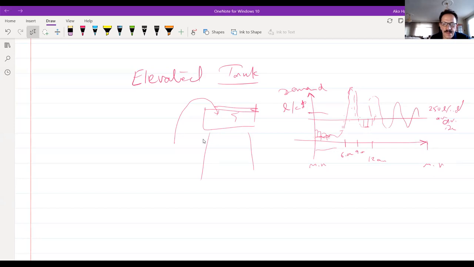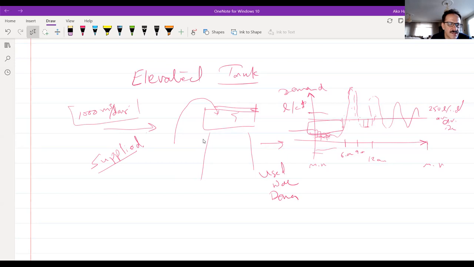Now, if I want to supply water to this house, to this person, the supply will be high, but the demand will be less. It looks like the supplied water, the incoming water, if it was 1,000 cubic meters per day for that city, for the first 6 hours they don't need that much. If this was the design capacity for the treatment plant, in the first 6 hours people don't need that much. It means they may use only 100, and these are only numbers just to clarify the purpose of having an elevated tank.